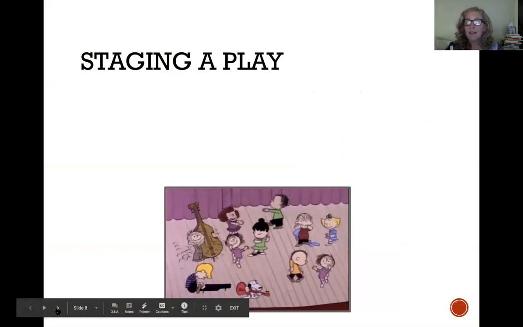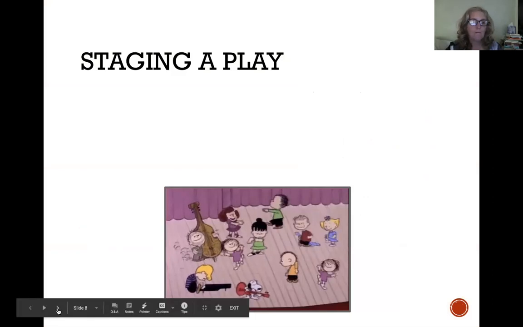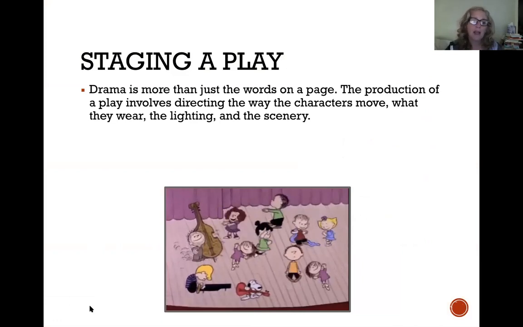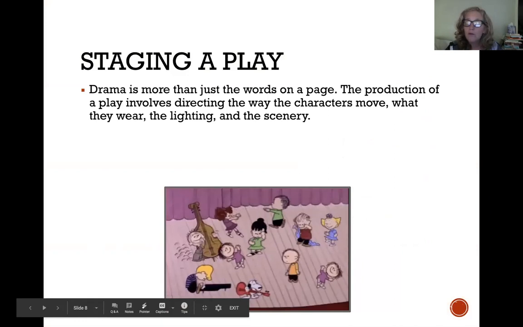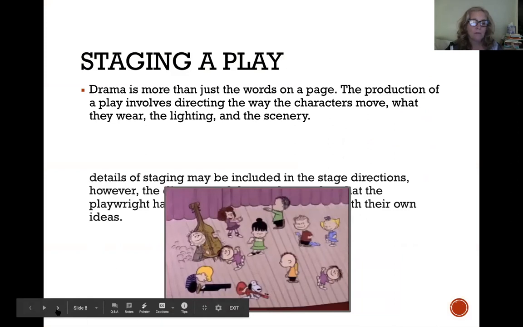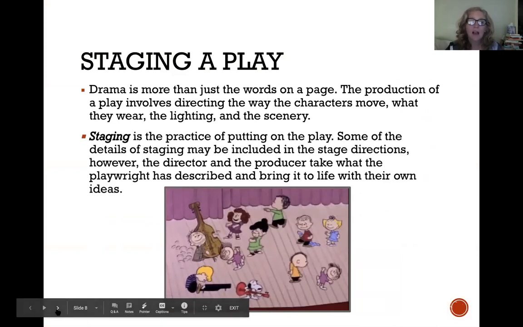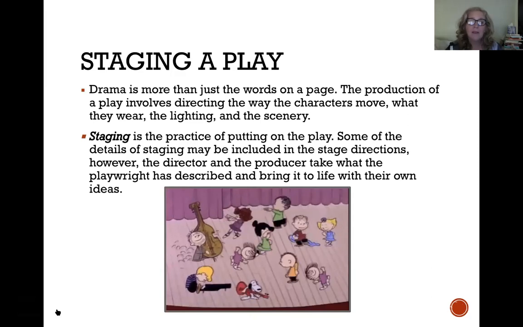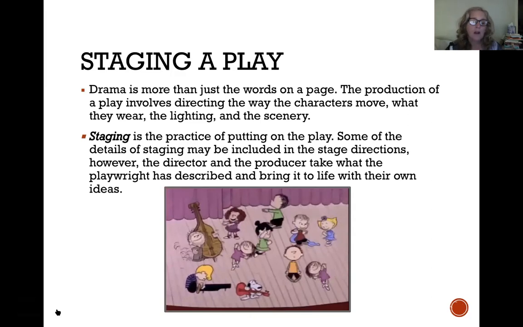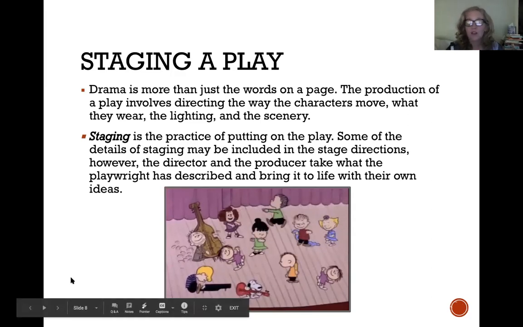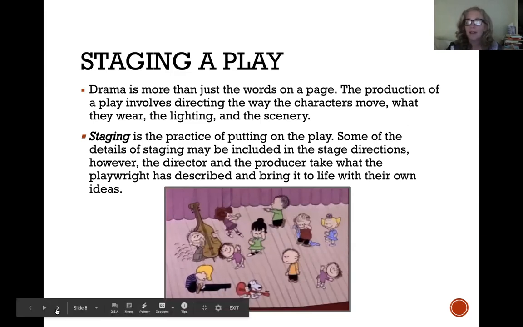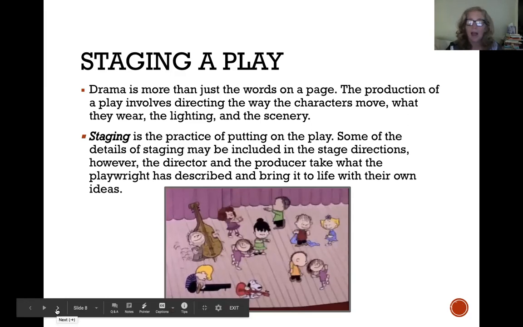Let's talk a little bit about staging in a play. Drama is more than just words on the page. The production of a play involves directing the way the characters move, what they wear, the lighting, and the scenery. Staging is the practice of putting on the play. Some of the details of staging may be included in the stage directions themselves. However, the director and producer take what the playwright has described and bring it to life with their own ideas. So there's choice and creativity. So it does matter who directs a play.